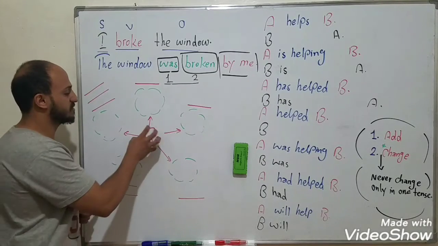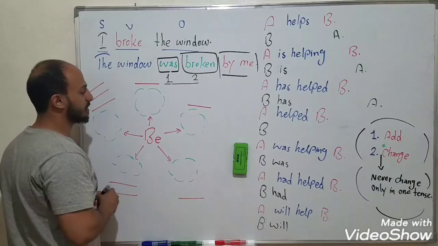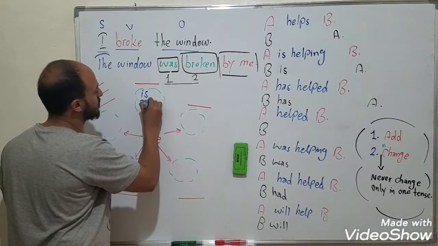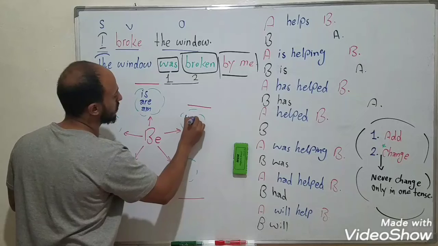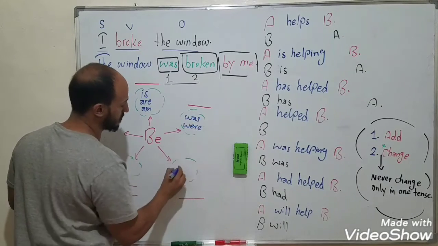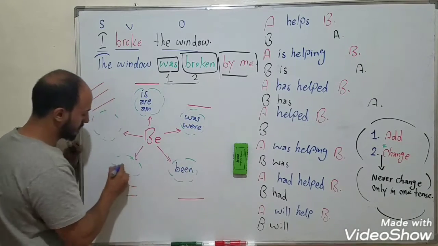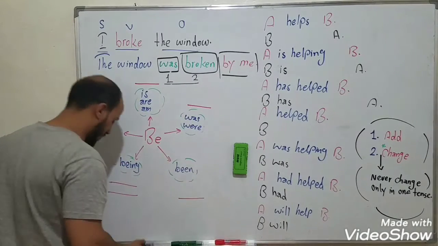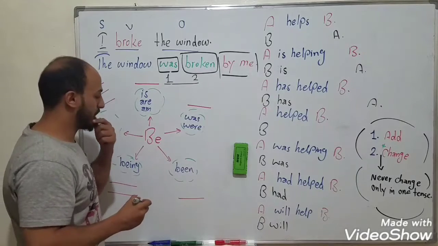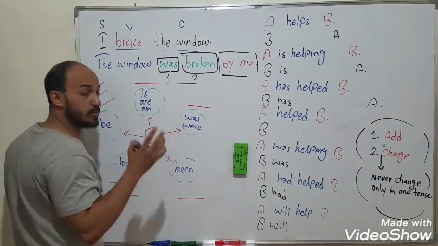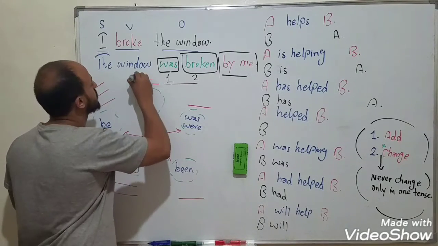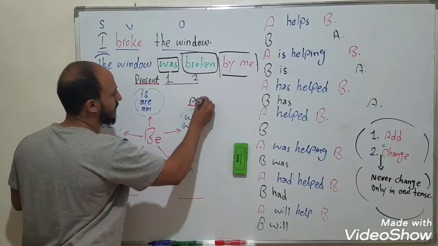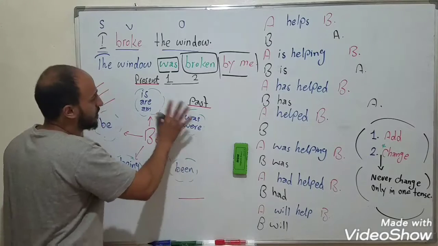So let's talk about verb be. So verb be can be changed to is, are, am, was, were, been, being, and be. Alright, now let's talk about the tense. When you see is, are, am, what is this tense, guys? It is present. Here, yes, past. I don't care about present or past.